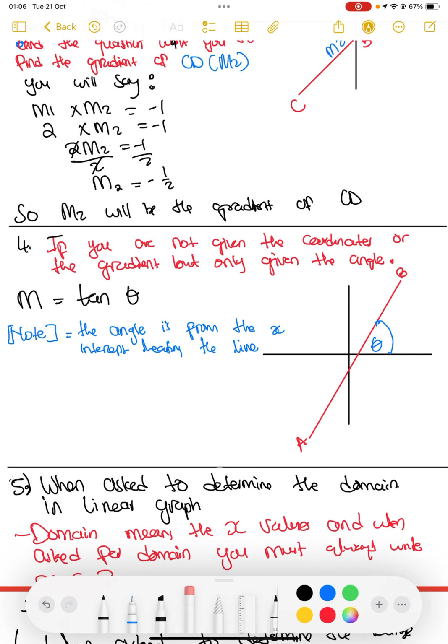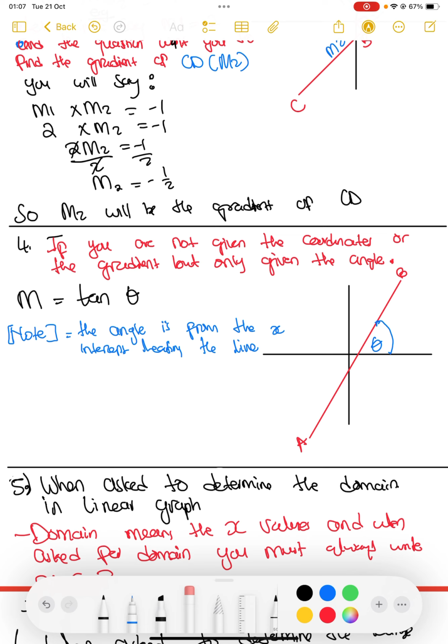So if you're not given the coordinates or the gradient, but only given the angle, how do you find the gradient? In this case, when you are given the angle, the gradient is m equals tangent of theta. Theta represents the angle. Whatever you get there, that is the gradient.